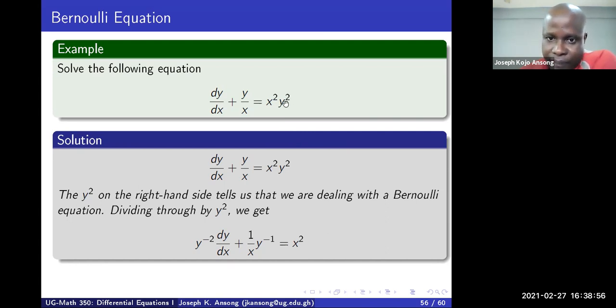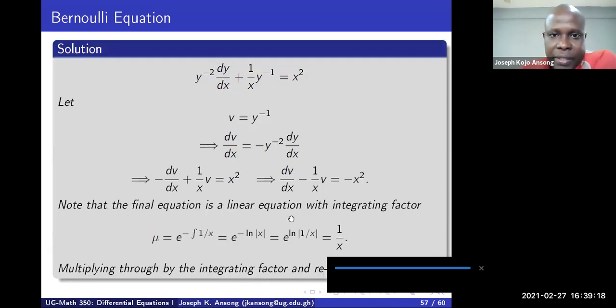This guy, y squared. So what you do is divide through by y squared. When you do that, you're going to have this equation here: y to the negative 2 dy/dx plus 1 over x, y to the negative 1 is equal to x squared. And then you make a substitution for the y to the negative 1, the term that multiplies your p of x. Okay, so let's do that.